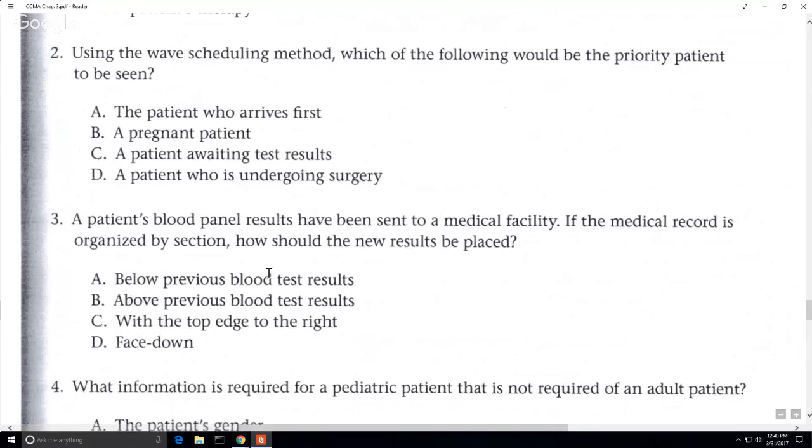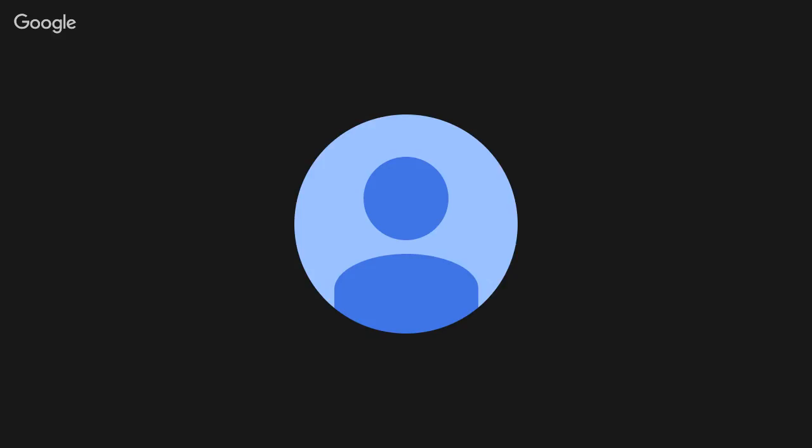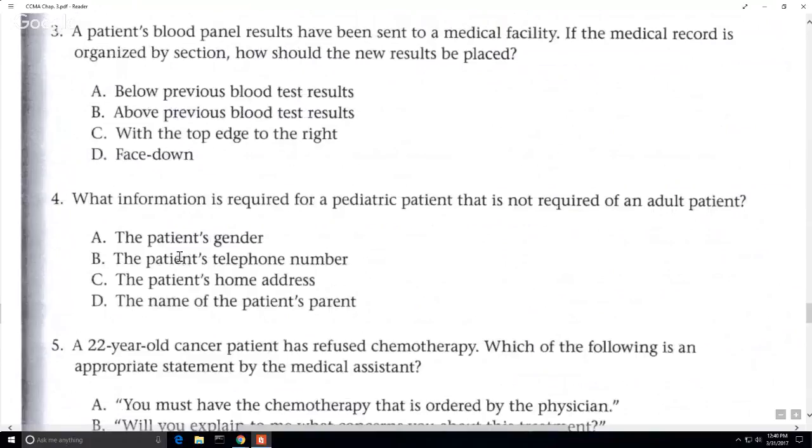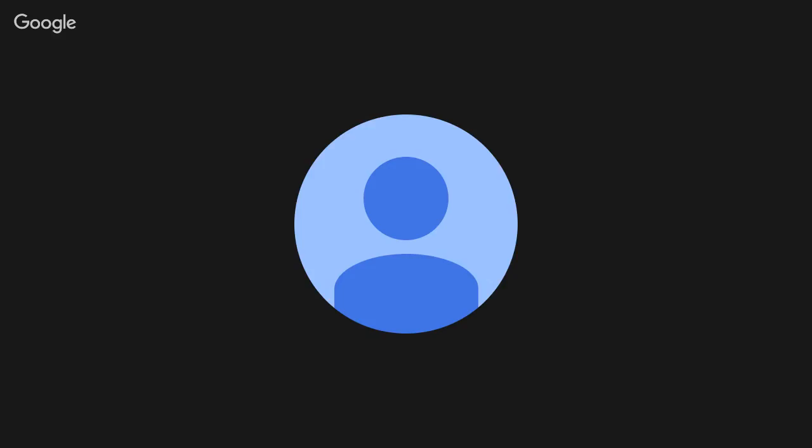Patient's blood panel results have been sent to the medical facility. If the medical record is organized by section, how should the new result be placed? Above the previous blood test results. Right. What information is required for a pediatric patient that is not required for an adult? The name of the patient's parent. Right.